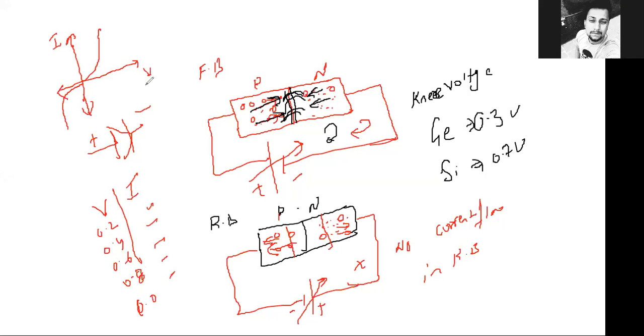Now we can observe the graph on the software, which is called Multisim. Wait a moment, I am sharing the Multisim software.